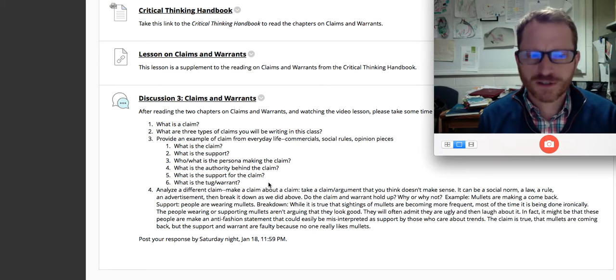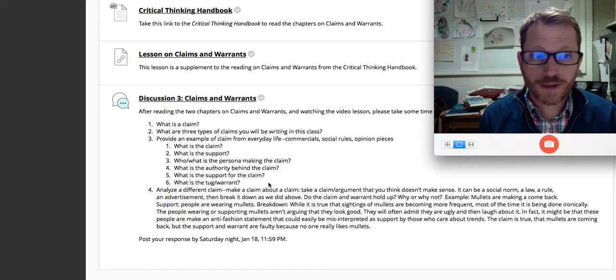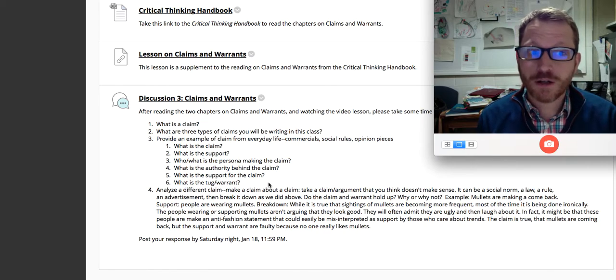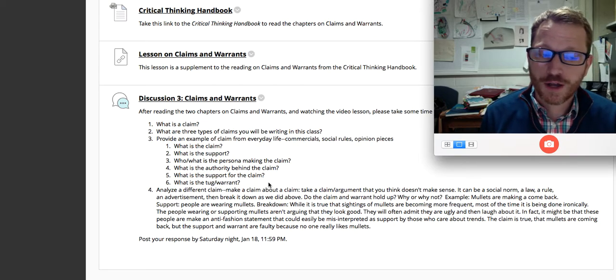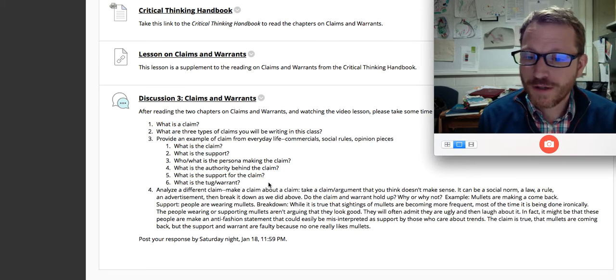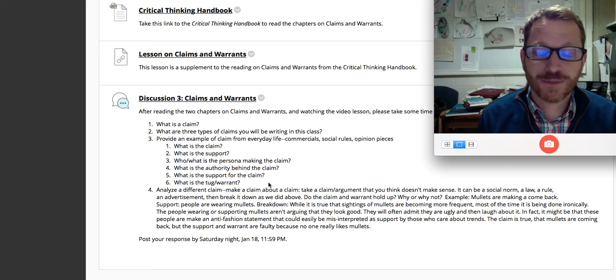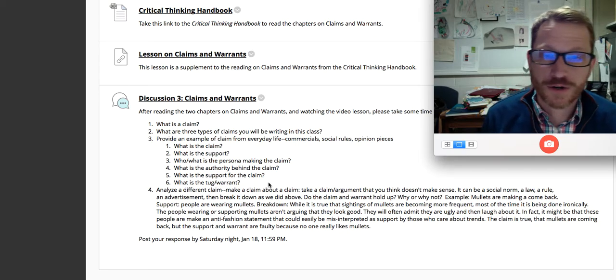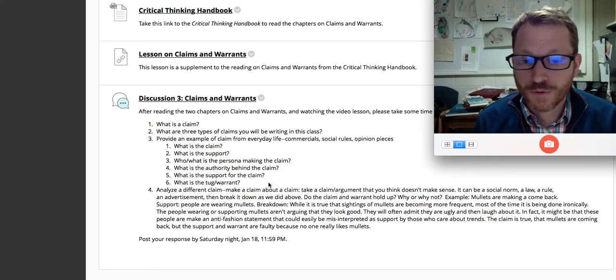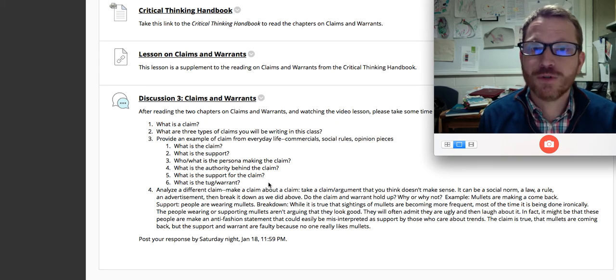Why or why not? And so an example, it's not a very good one, I'm sorry, but mullets, they're making a comeback. Well, support might be, yeah, I see lots of people wearing mullets and they look awful. So the breakdown is that while it's true that sightings of mullets are becoming more frequent, most of the time it's being done ironically. The people wearing these or supporting mullets aren't arguing that they look good. They're like, yeah, I have a mullet, it looks awful, doesn't it, right? They're doing it because they're not cutting their hair, or it's being made fun of as a character trope in a movie or a TV show.